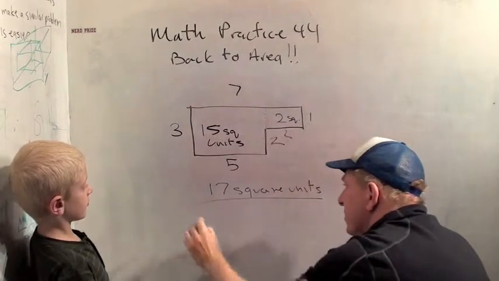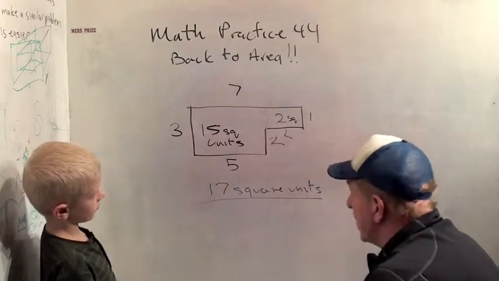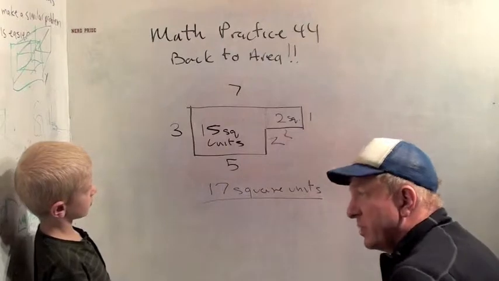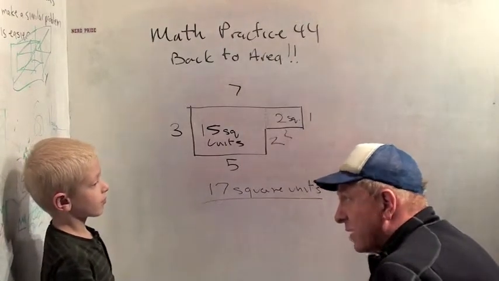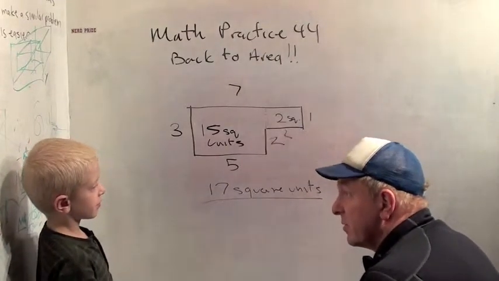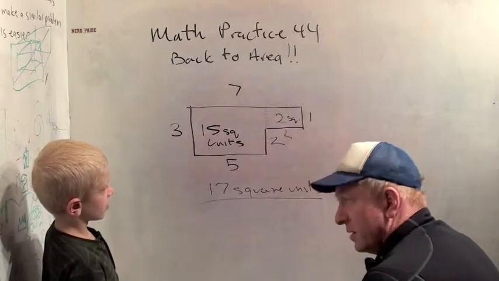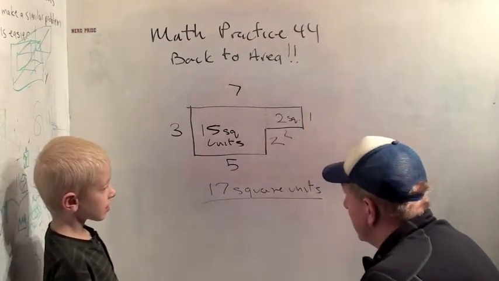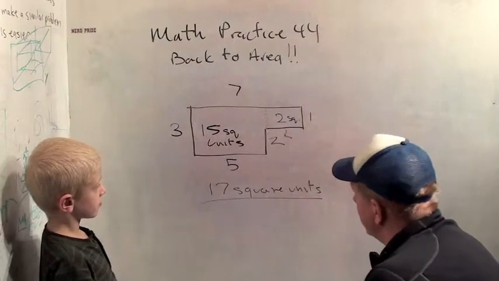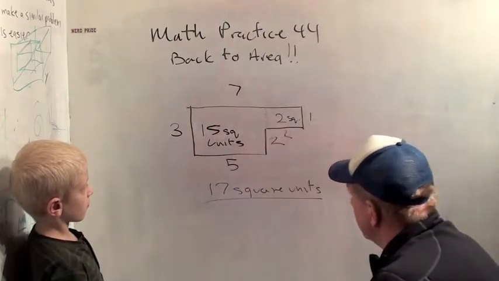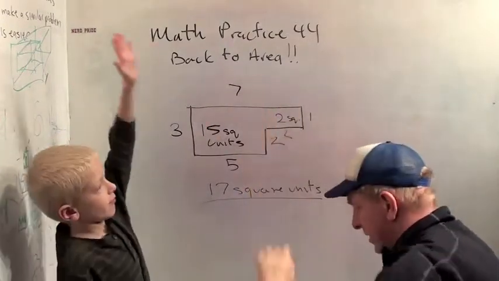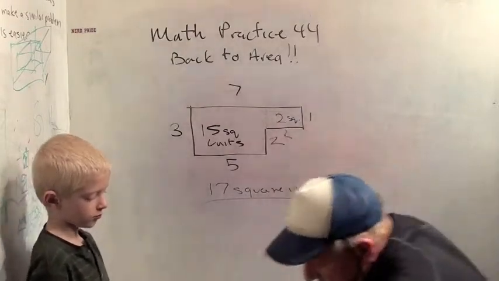So that's actually a neat little trick. When we have an unusual shape, sometimes we can chop it up into rectangles, and since we know how to find the area of rectangles, then we can find the area of that shape. Pretty cool, right? So we did a rectangle, and we did a shape that's made out of rectangles. That was pretty fun. Good job today.